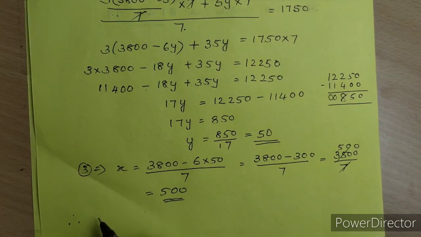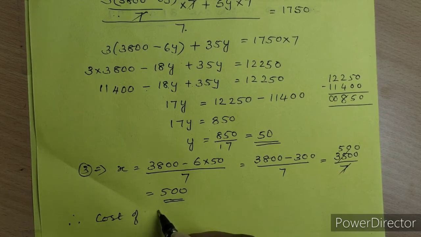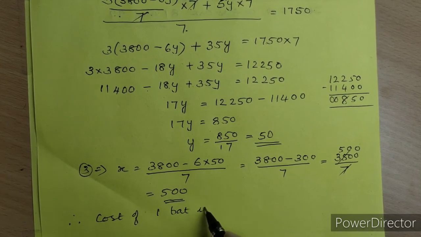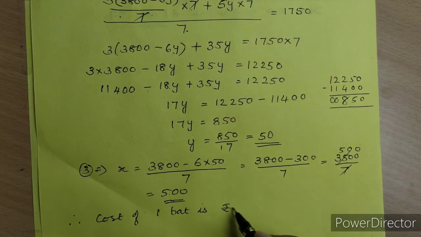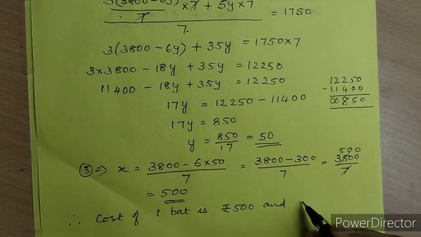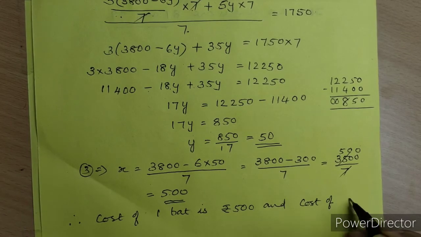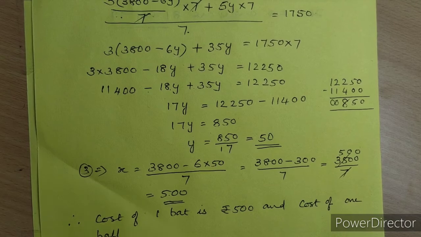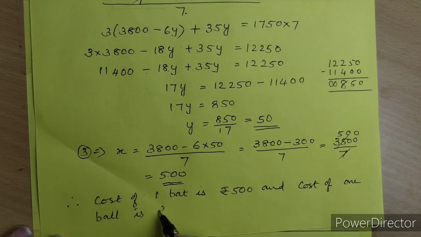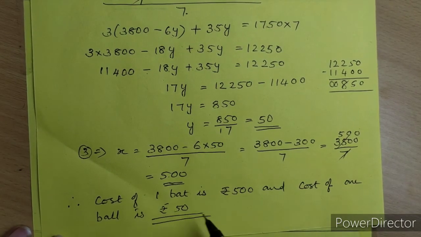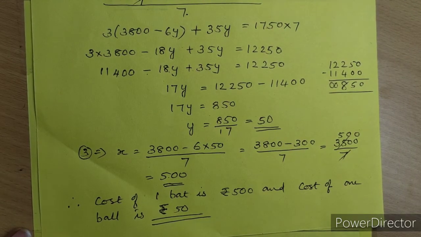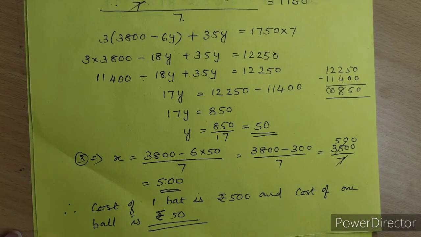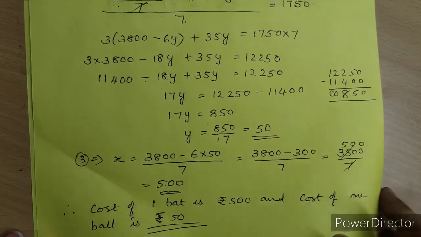Therefore, we have to conclude it. Cost of one bat, bat we have taken as x, is rupees 500, and cost of one ball is rupees 50. So this is the way of doing verbal sums. Convert the verbal statements to mathematical statements and then use the substitution method and find the value.